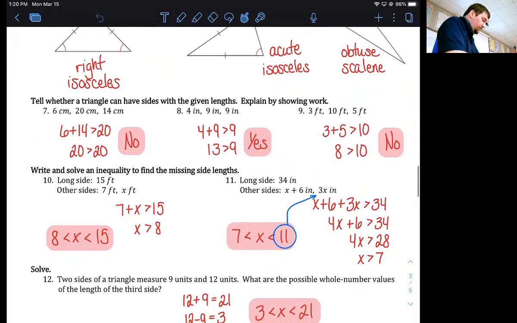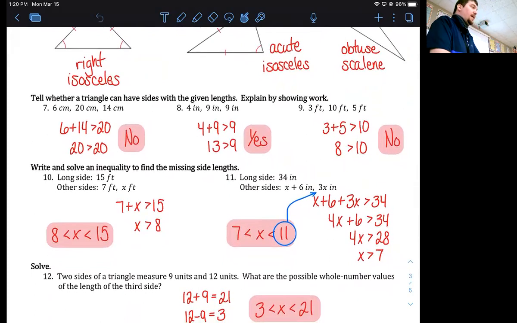Number 10. The values that x could be between are 8 and 15, because if it's 8 or smaller, the 2 short sides will add up to equal 15 or less than that. We can't have that. It's got to be larger than 15. But if x is larger than 15, that would make x not the long side anymore. So there was a maximum. It couldn't be larger than 15, otherwise it's not the long side. So it had to be between 8 and 15. It could not equal 8, because that would be equal to 15 and 7. We don't want it to be equal.